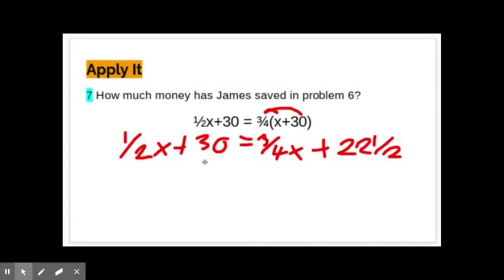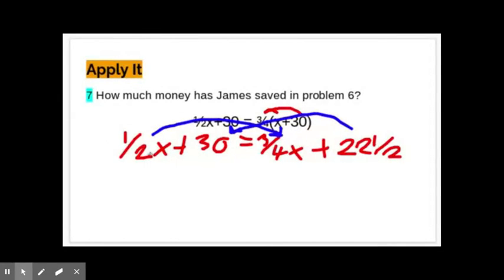From there we can see that there's no like terms on the left hand side and there's no like terms on the right hand side, so that's when we go to those inverse operations. So now we want to get our x values onto one side and our constants to the other. So we're going to subtract 1/2 x from 3/4 x over here, so that this will cancel out, and then we're going to subtract 22.5 from 30 over here, so that this cancels out.